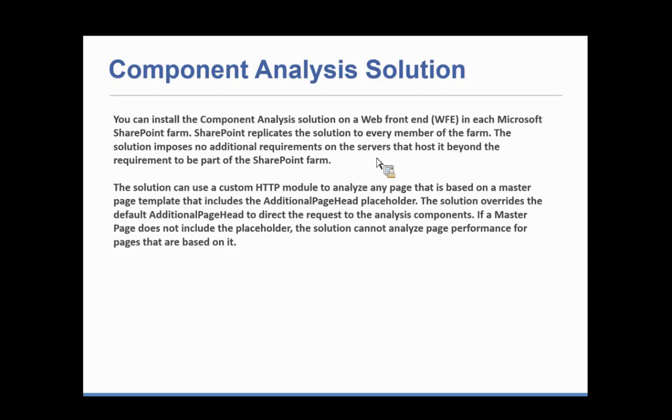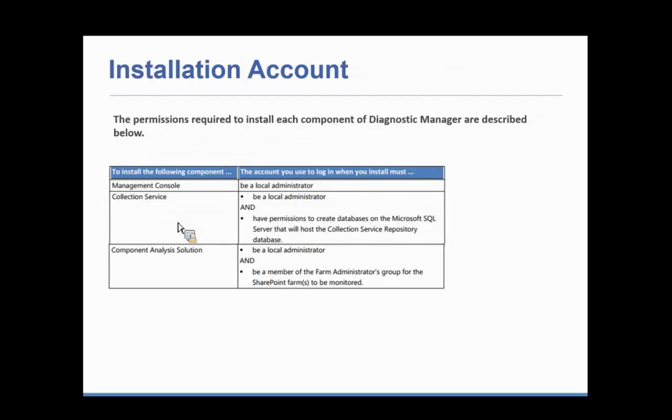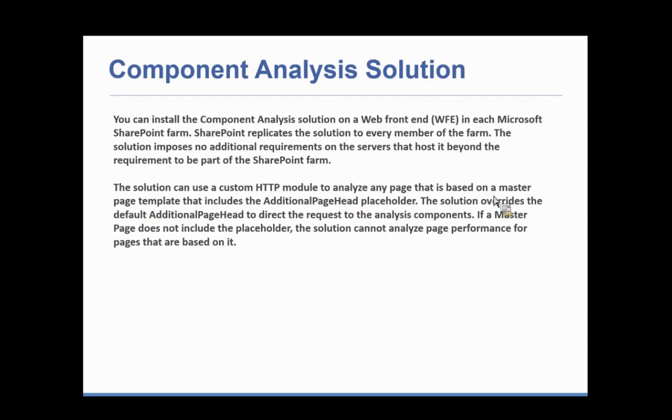So the solution itself can use a custom HTTP module to analyze any page that's based on a master page template that includes the additional page head placeholder. This is a little bit of an advanced topic, but I like to put it out front just to give you an idea of what this tool is actually doing. The component analysis solution hooks in and really gets deep in those pages to get us that really specific information, and it leverages this additional page head placeholder, which is essentially just a single string in your master page responsible for allowing external solutions to grab stuff out, right? I mean, that's putting it very simply, but essentially we depend on that.